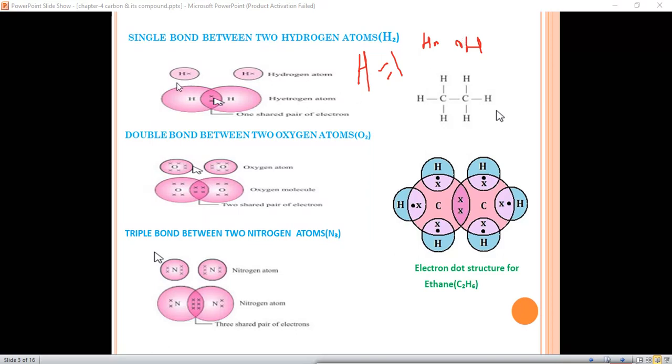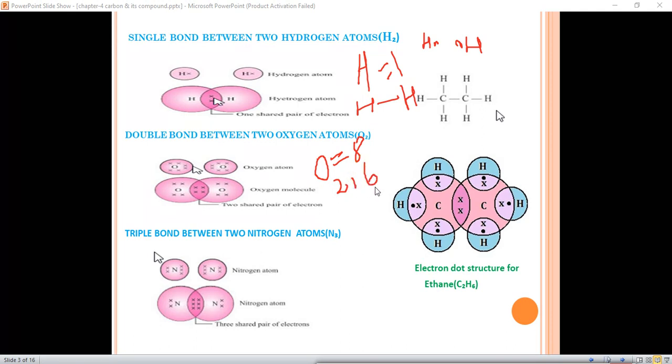See, for example, this hydrogen atom has 1 electron. This hydrogen atom also has 1 electron. Both hydrogen atoms will share their electrons, and they will form a bond. Means a hydrogen molecule is formed. Likewise, for the oxygen atom, atomic number of oxygen is 8. Electronic configuration is 2, 6. It has 6 electrons in the outermost shell.